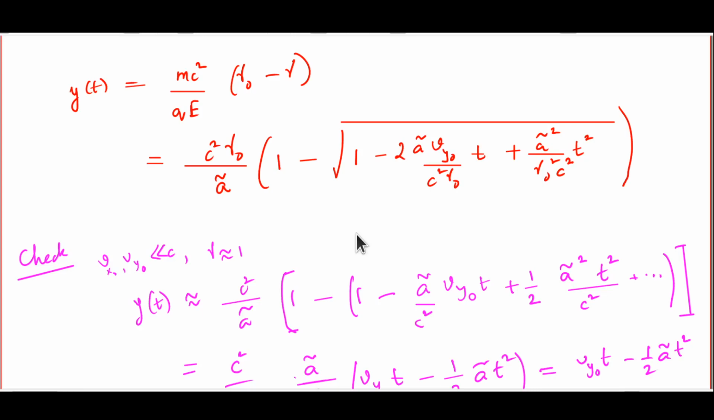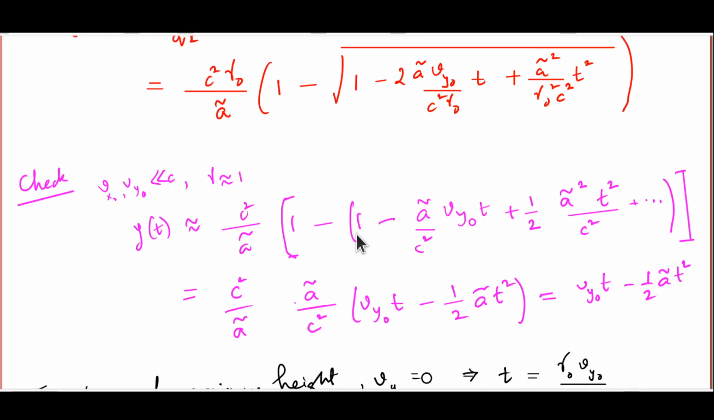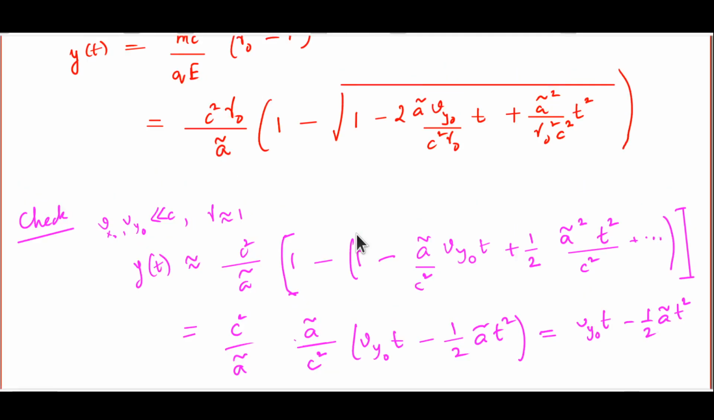Even within the square root, the gamma 0s have been replaced by 1, and we just have the Vy0 and A tilde, which are both small quantities, and using the binomial expansion and a bit of simple algebra gives us a familiar formula for y of t. Y of t equals Vy0 t minus half A tilde t square, which is of course our standard projectile formula from class 12. Now that we have the solution, we can of course answer several questions like how long does the electron climb, or what is its time of flight.